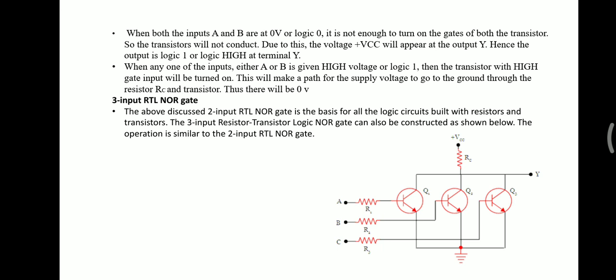The next circuit shown is the 3 input RTL NOR gate. Three inputs means we will have 3 input resistors, and obviously we will be using 3 transistors, Q1, Q2 and Q3. The circuit connections are almost the same, and it delivers the same kind of output.